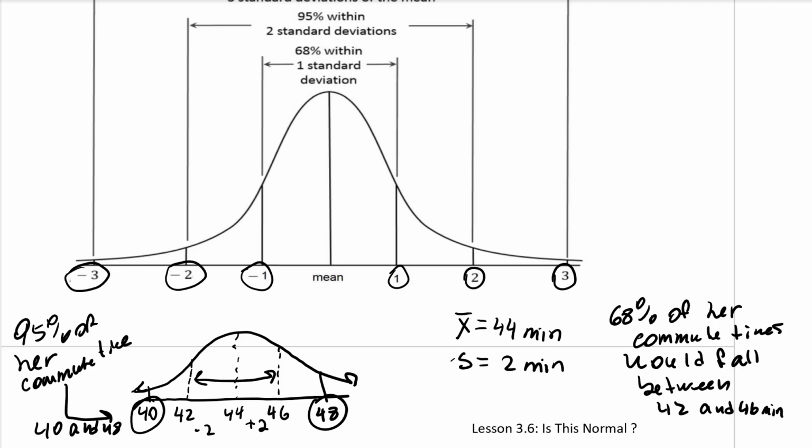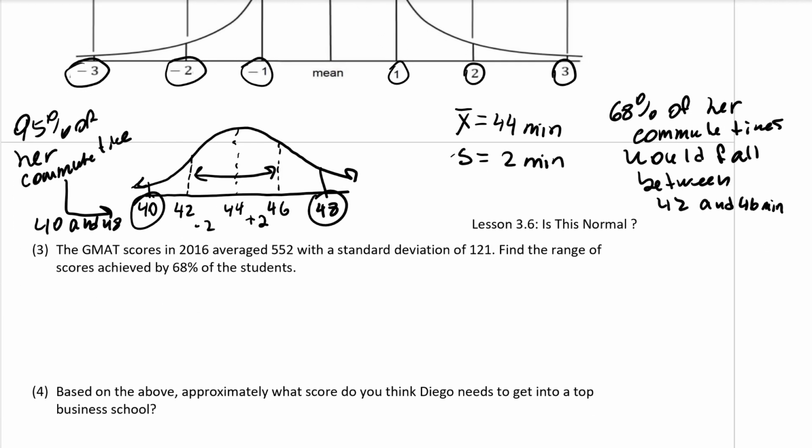All right, so let's go back to our GMAT scores. The GMAT scores in 2016 averaged 552. That's the average score in that year, with a standard deviation of 121, which is a pretty large standard deviation. But still, it gives us an idea of how the scores are spread. It's asking us to find the range of the scores achieved by 68% of all the test takers, based on that rule, assuming again that the GMAT scores follow the normal distribution.